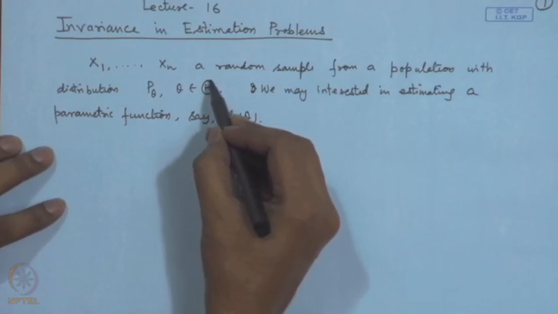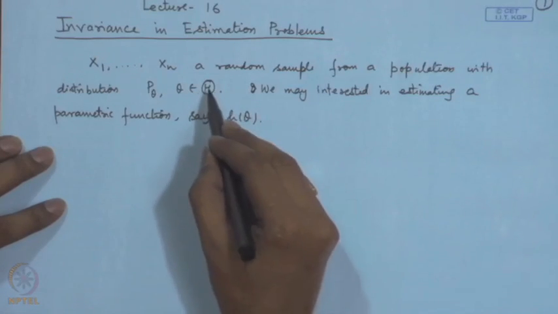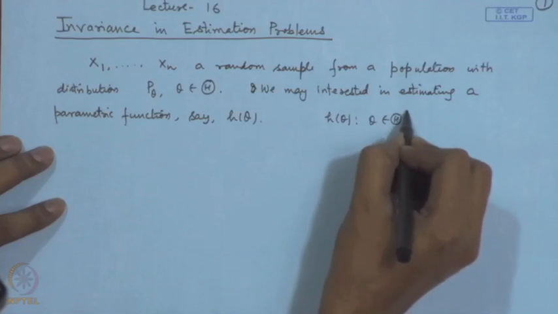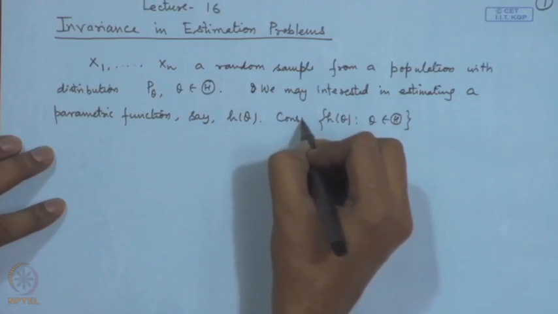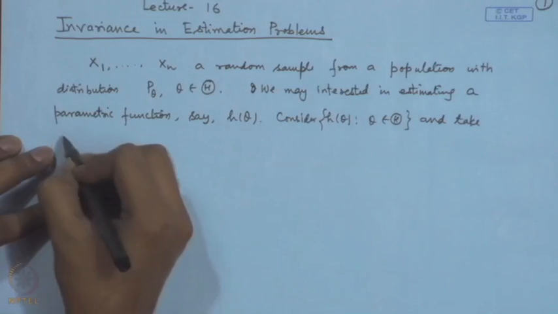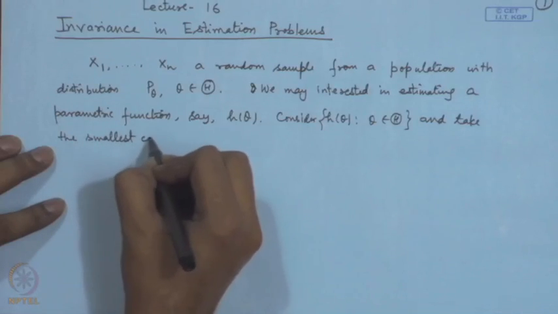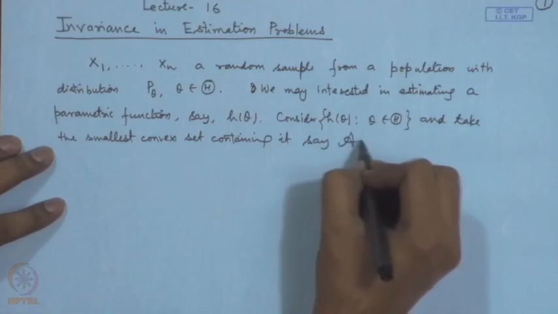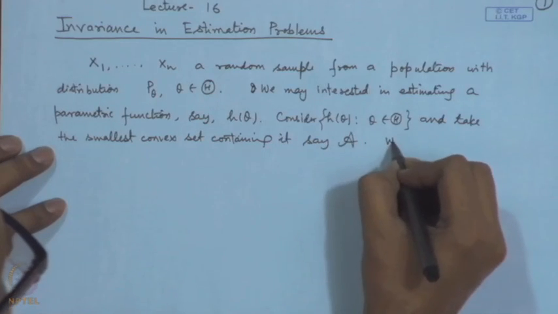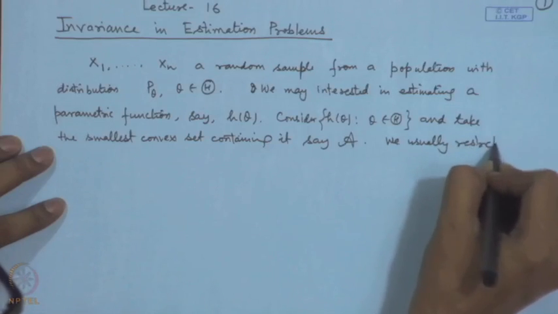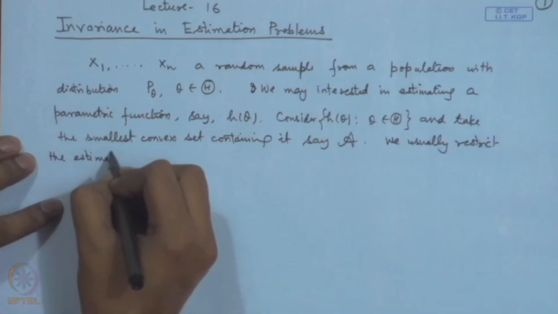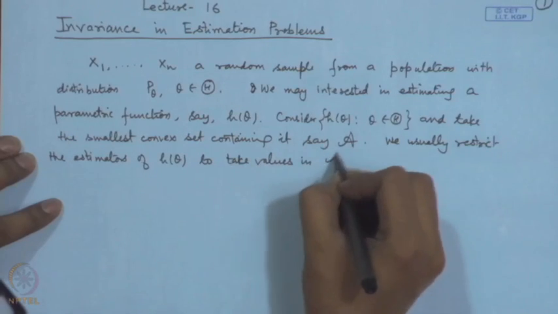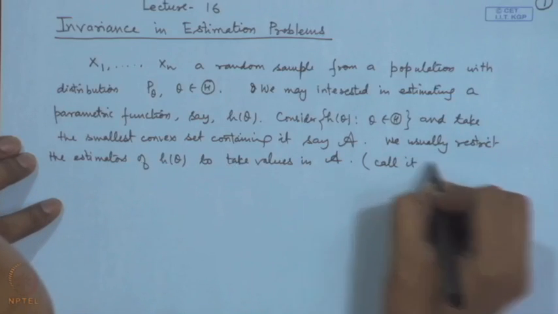Usually we consider the space of values of theta. According to that, h theta will also vary. So, let us consider the space h theta, theta belonging to Theta, and take the smallest convex set containing it, say with notation script A. We usually restrict the estimators of h theta to take values in A. We call it the action space.